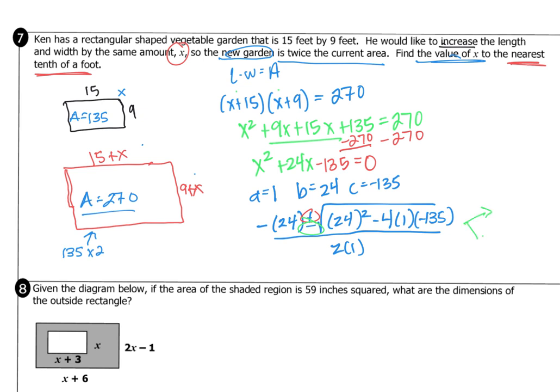And we're going to get 2 answers here. One answer, rounded to the nearest tenth, would be 4.7. Another answer would be negative 28.7. So remember, we do not keep the negative answer. So we're going to keep 4.7 as the value of x.